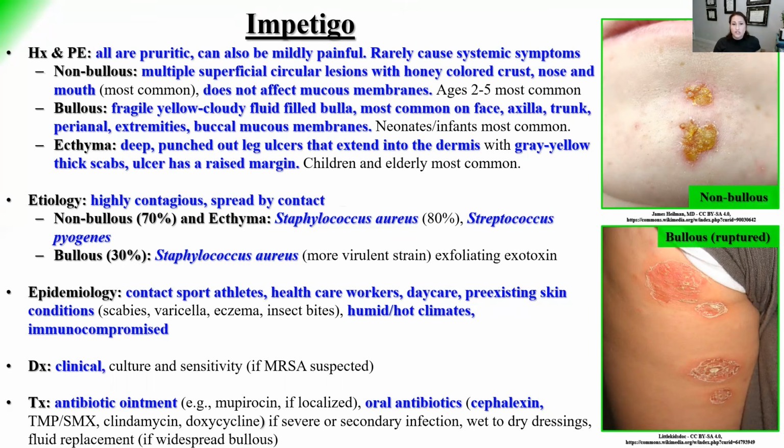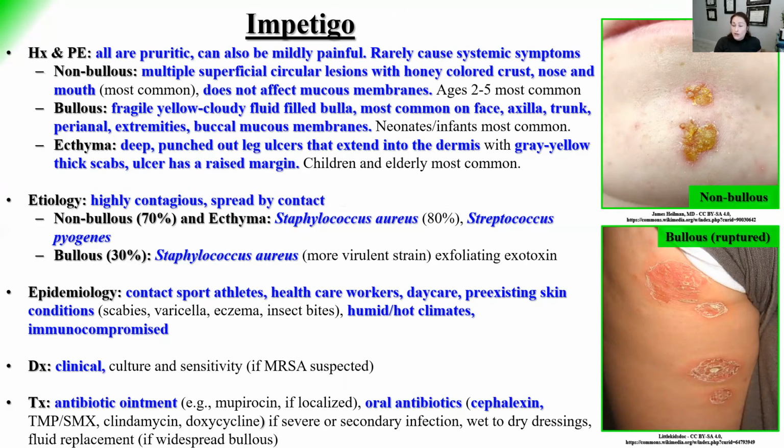Impetigo is highly contagious. It's spread by contact. Non-bullous and ecthyma, our main causative agent for that one is going to be Staph aureus, about 80% of the cases. Streptococcus pyogenes is implicated in the rest of the cases. In bullous, this is going to be a particularly virulent strain of Staph aureus that has this exfoliating exotoxin. That's why you get that sloughing off of the skin.